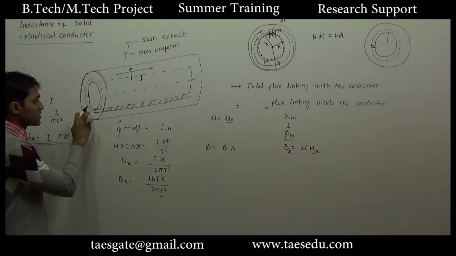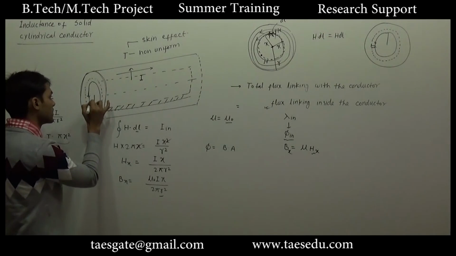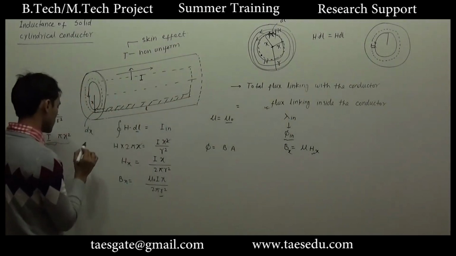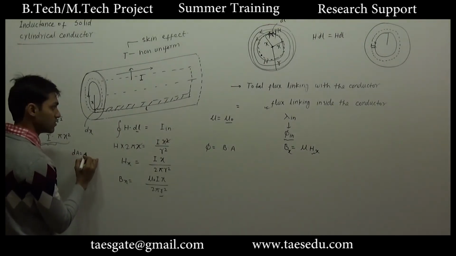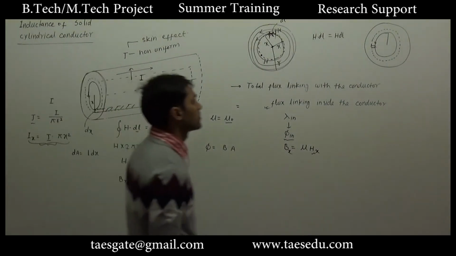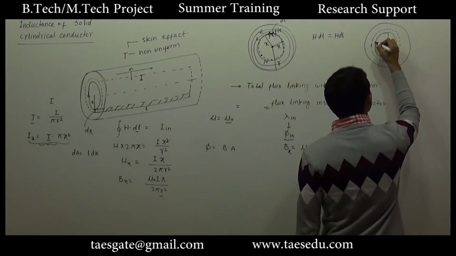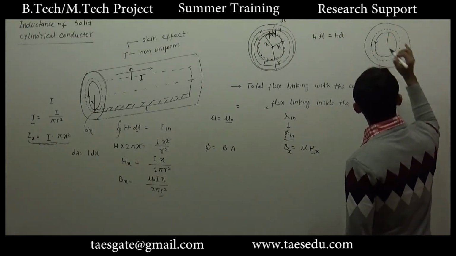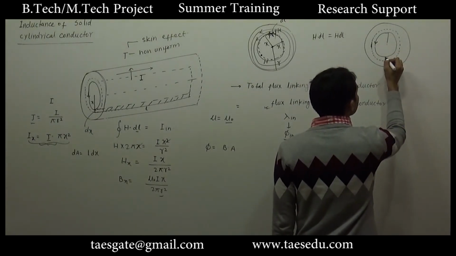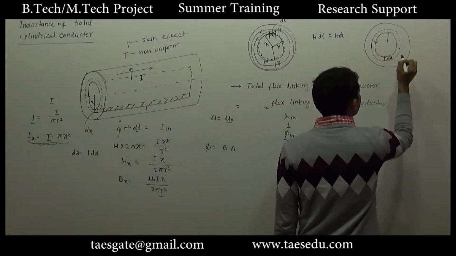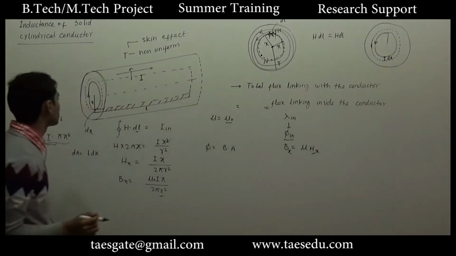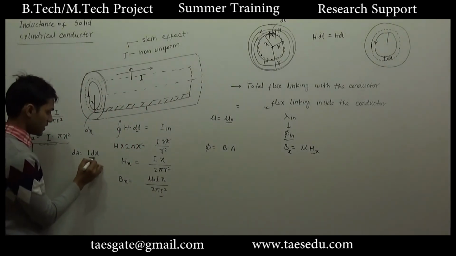Okay, and since the flux is dependent on the distance from the center x, I am considering the small thickness dx, and let's say length of the conductor is L. So the elemental area will be L into dx. Since the direction of magnetic field is like this, anti-clockwise, the two dimensions for the area will be, one dimension will be this dx, and the other dimension will be length of the conductor that will go inside the board. So the elemental area will be L into dx.